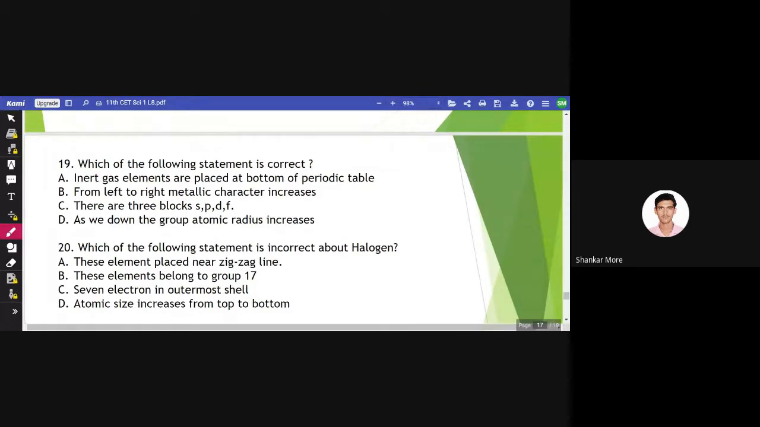Then there are 3 blocks SPDF. यहाँ पे 3 blocks बोला है और blocks का नाम कितना लिखा है? 4 blocks का नाम लिखा है. Right? So option C is also not correct. So option D is that as we go down the group, atomic radius increases. That is quite correct. बराबर ना, जैसे हम नीचे जाएंगे वैसे वैसे atomic radius increase होती है.